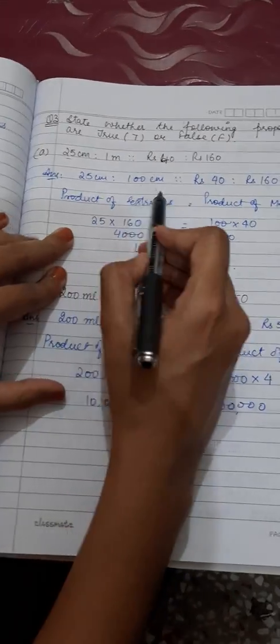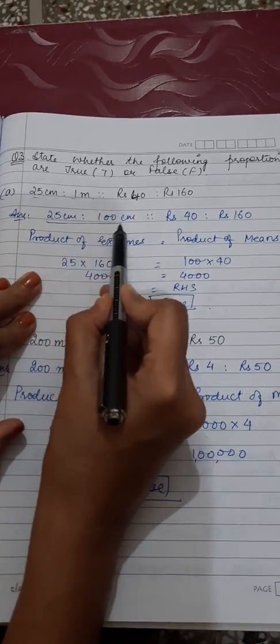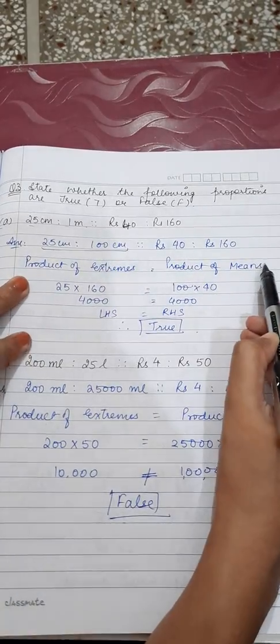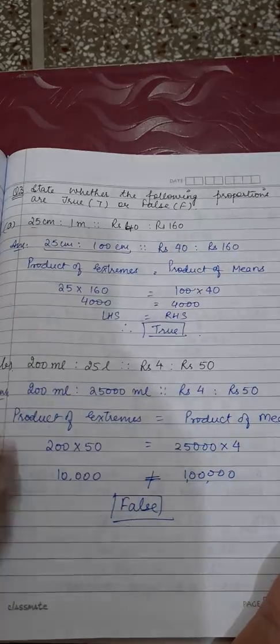Again, what I have done here is I have changed 1 meter to 100 centimeters so that I can make these units the same. Rupees is the same. Now let's write the formula of the proportion. We have written the formula, solve it, and the answer will come true.